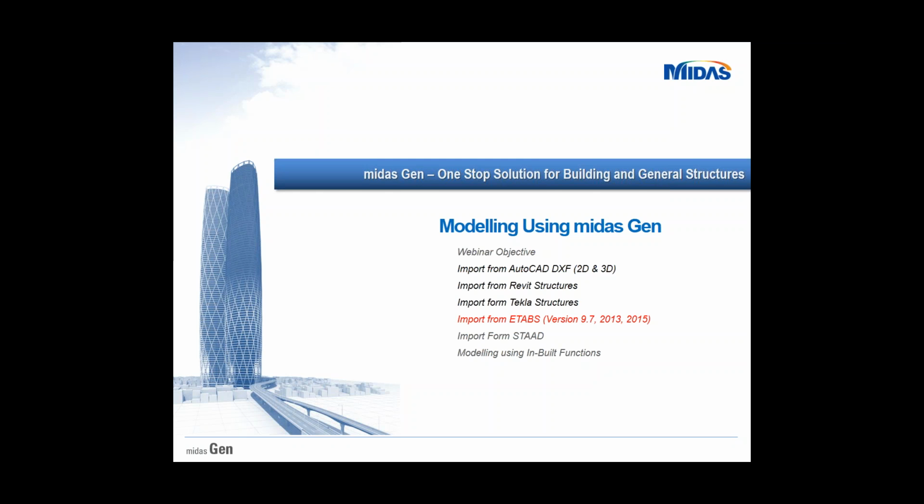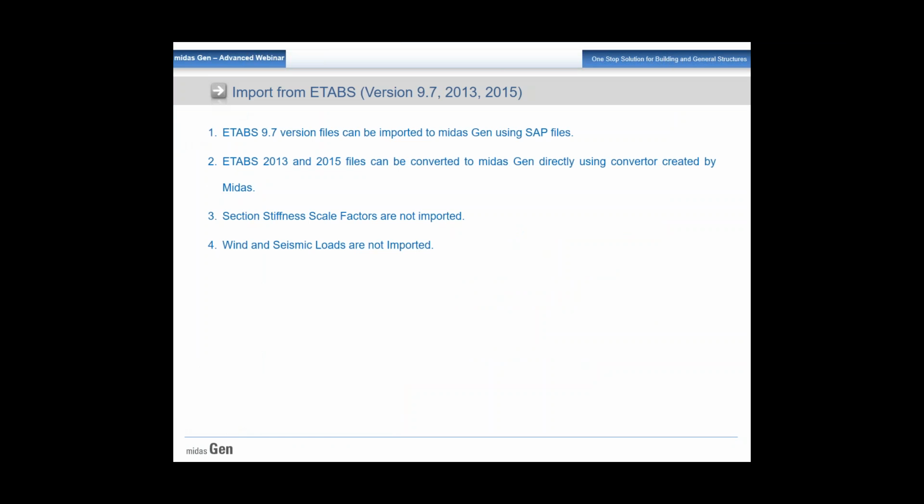For import from ETABS, there are two types of versions: version 9.7, the old version, and the latest versions like 2013 and 2015. For ETABS 9.7 files, there is no direct import functionality. In ETABS, we first need to export those files as SAP files, S2K files, and then the S2K file can be imported to MIDAS Gen. Whereas for ETABS 2013 and 2015, we have a converter created by MIDAS, by using which you can directly import the model files from ETABS to MIDAS Gen.